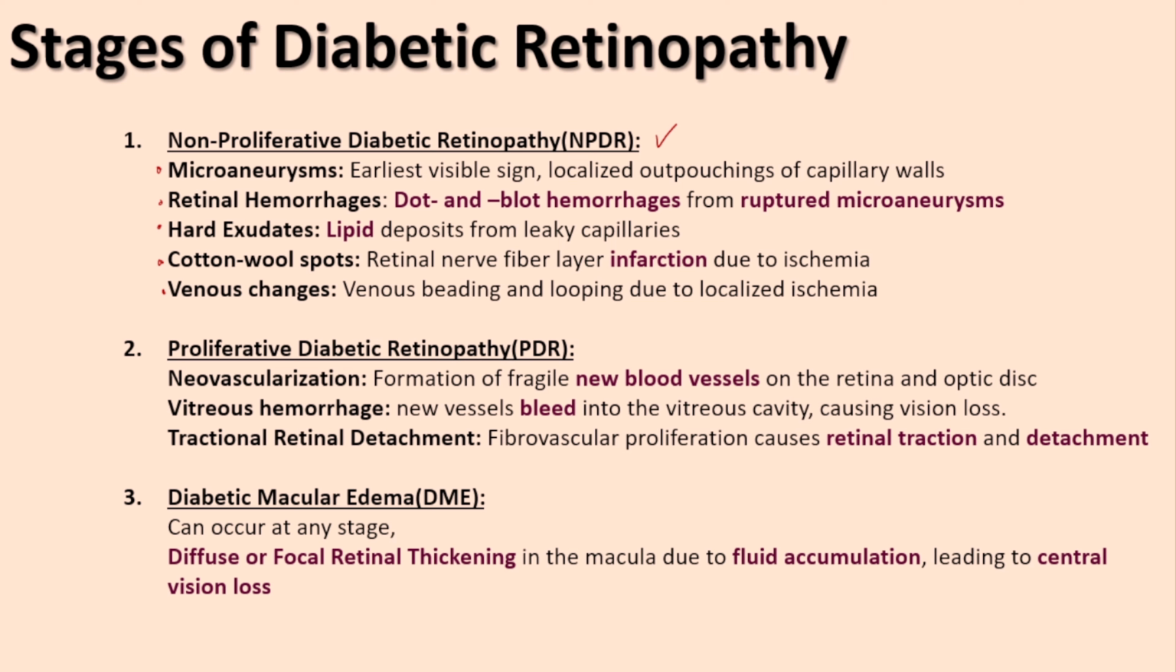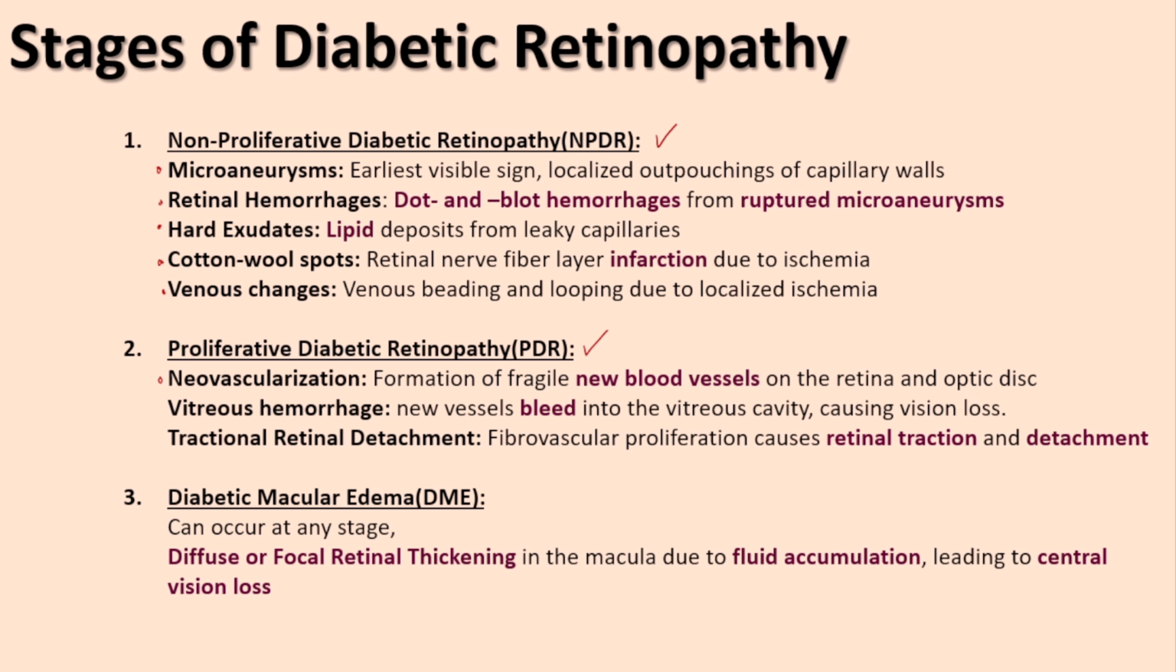The second stage is proliferative diabetic retinopathy. So before this stage, we are not producing new blood vessels. Here in this stage, we are producing new blood vessels. So as a result, we have neovascularization. This is due to release of vascular endothelial growth factor.